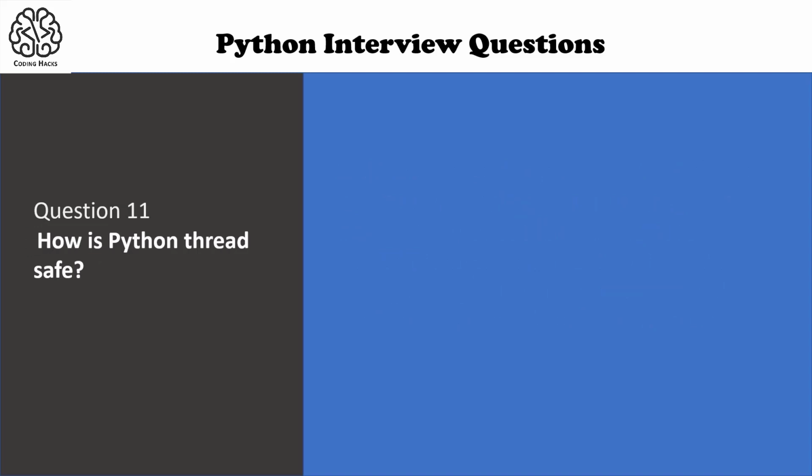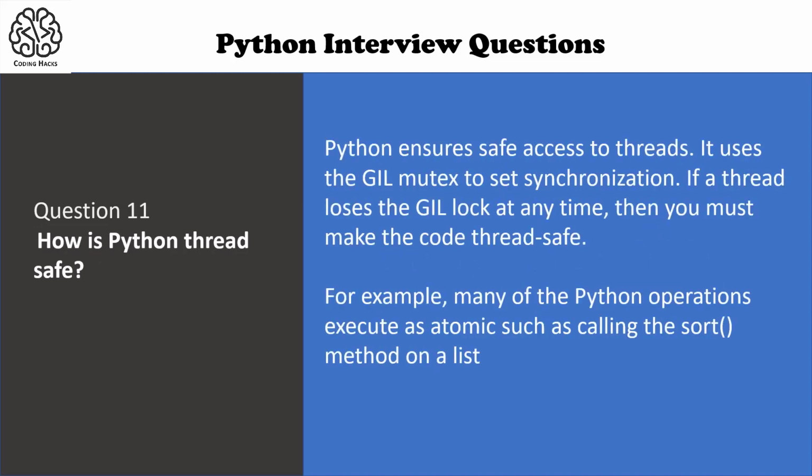Next question is, how is Python thread safe? So, Python ensures safe access to threads. It uses the GIL mutex to set synchronization. For example, many of the Python operators execute as atomic, such as calling the sort method on a list.